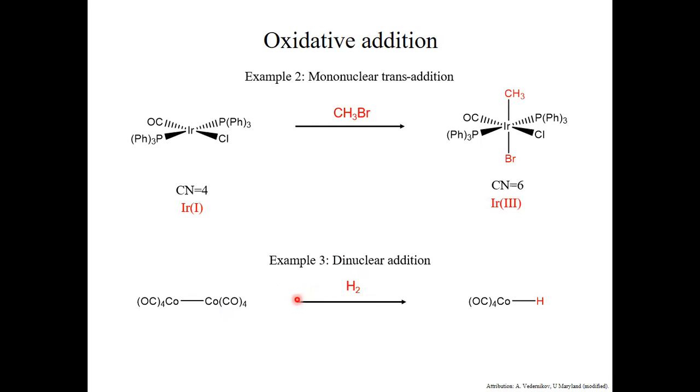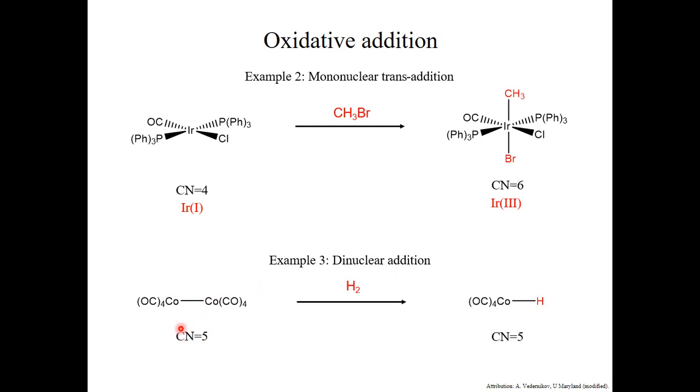The H2 adds to the 2 cobalt atoms, and as the H2 adds, the cobalt-cobalt bond cleaves, and that gives a cobalt-hydrogen bond. So we have 2 of these molecules having 1 cobalt-hydrogen bond each. This is called a dinuclear addition because we have a metal-metal bond here. Okay. We can again verify that this is an oxidative addition.